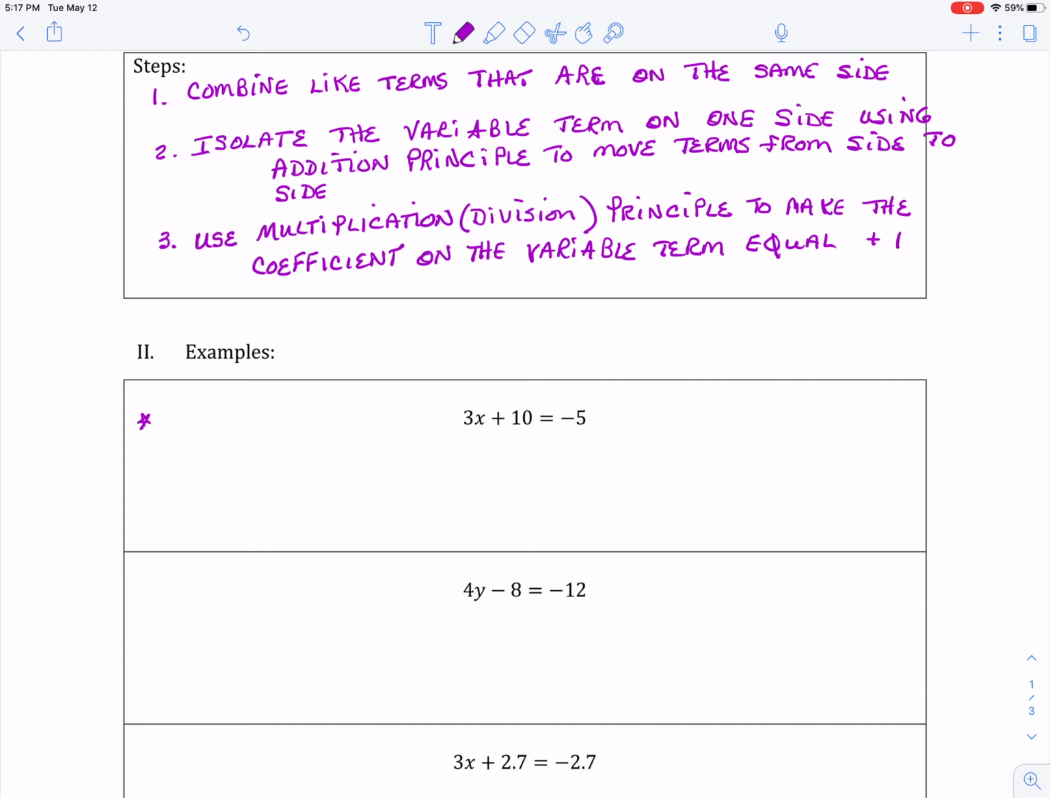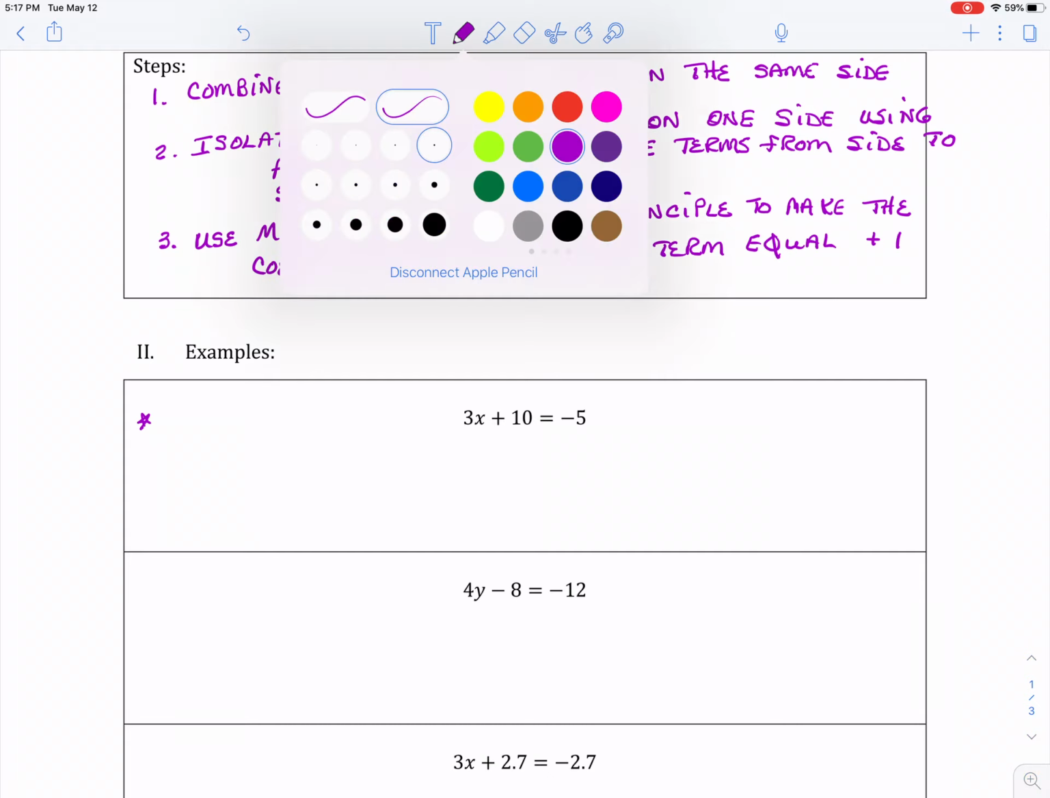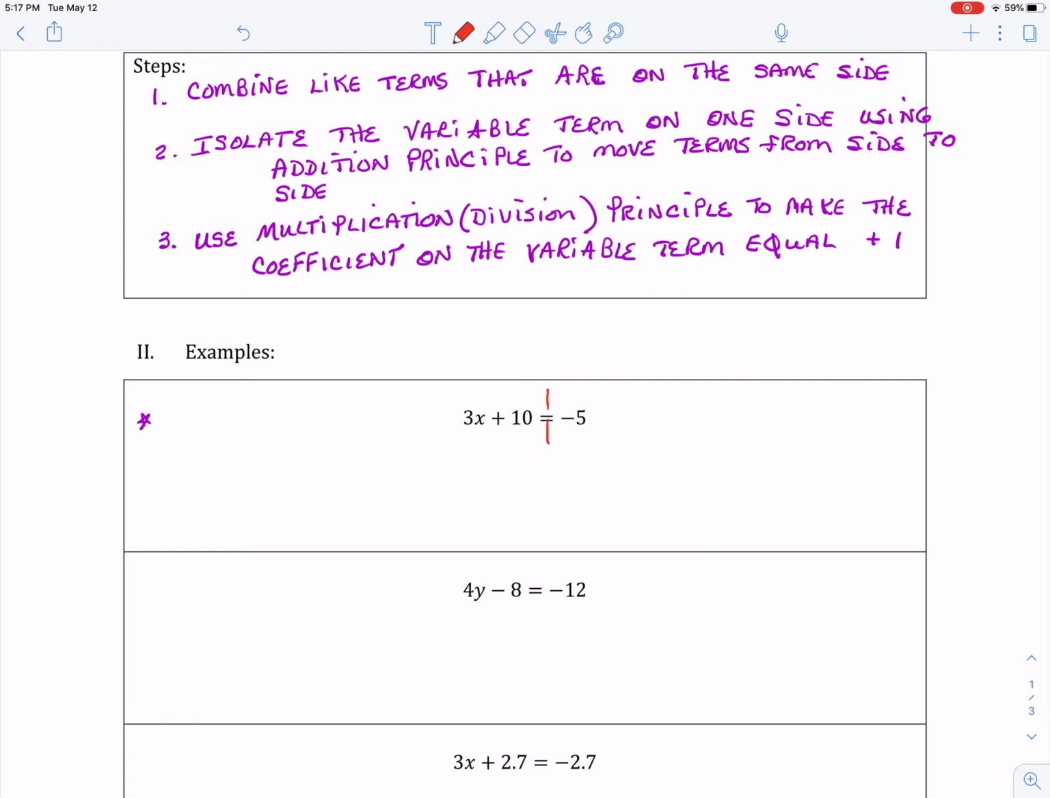I don't see any like terms on either side here that need to be combined. I do see there's my equals mark, so that's my separation between left and right. And I'm going to now try to isolate this variable term. So here's my variable term. I do not want that positive 10, so I'm going to subtract that away from both sides to maintain the balance. That will bring me to 3x equals negative 15. All right, so I've managed to isolate the variable term.